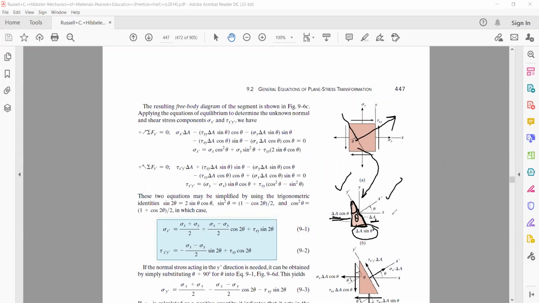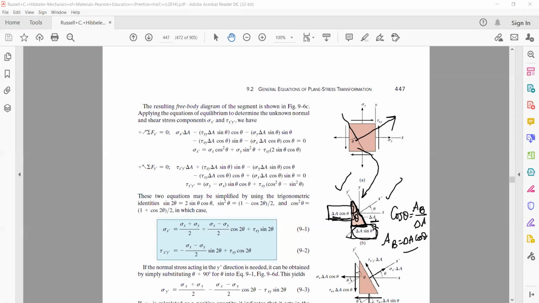This is quite easy to visualize because cos theta is equal to the base AB divided by the hypotenuse, that is delta A. Therefore, the area of the base AB will be delta A cos theta, as written here. Similarly, the area of this side will be delta A sin theta.